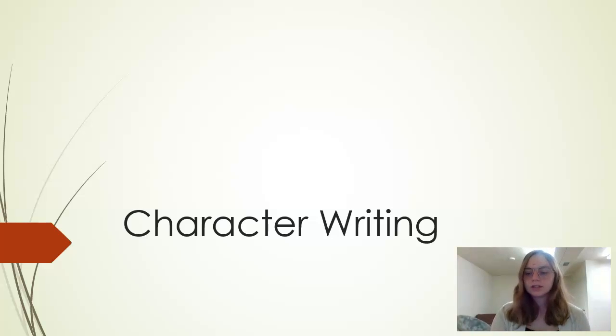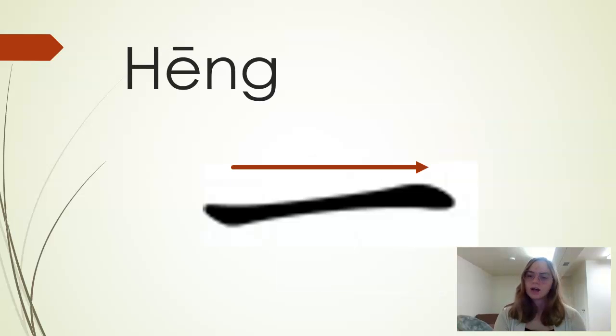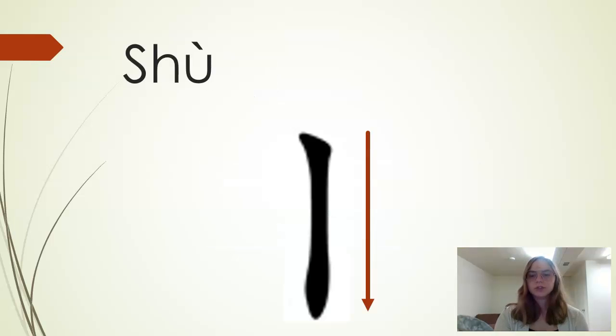The first stroke we're going to learn is Dian. Dian is often known as the dot because it's a short dot from the upper left diagonally down to the bottom right. The next one we're going to learn is Heng. Heng is a straight line from left to right. And then we have Shu. Shu is also a straight line except it's top to bottom.